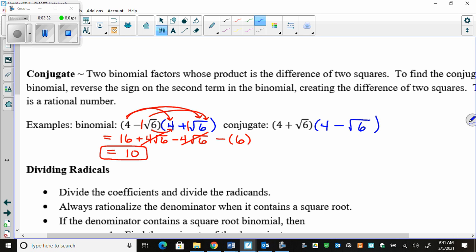Okay, 4 times 4 is 16. Then 4 times negative root 6 is negative 4 root 6. 4 times positive root 6 is positive 4 root 6. And I should be able to, after this step, immediately cross those off. If I can't, I did not multiply by the conjugate. I multiplied by something else, right? And then what's a positive 1 times a negative 1? Negative 1. And then what's root 6 times root 6? 6 in brackets. So we get 16 minus 6.